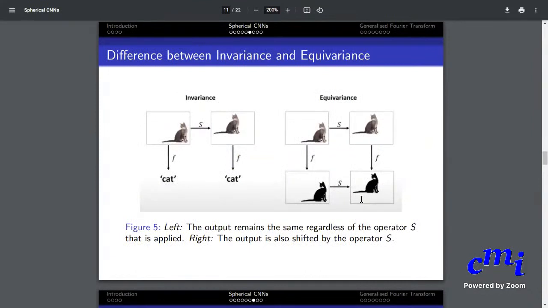So yeah, this image essentially helps us distinguish the difference between invariance and equivariance. In the left-hand side image, when the image of the cat is shifted by some S, the output is the same. Whereas in equivariance, although we shift the images, the output is also shifted. So this is what equivariance essentially means.